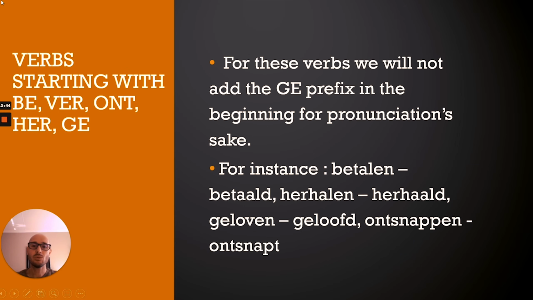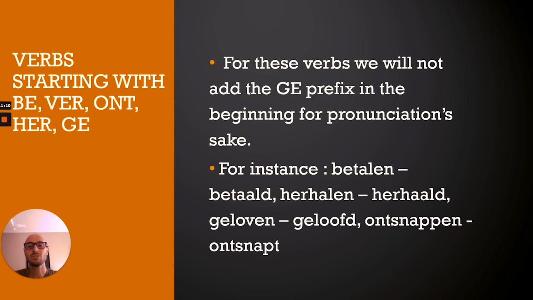And then we will look at the past participle now for verbs which start with be, ver, ont, her and ge. Of course in Dutch we'll pronounce it as be, ver, ont, her, and ge. For these verbs we will not add the ge prefix in the beginning, for pronunciation's sake.